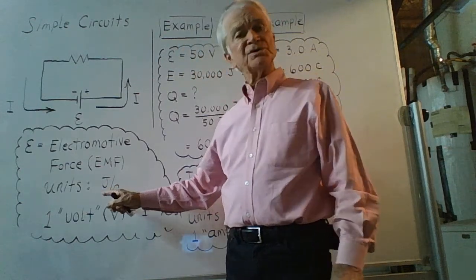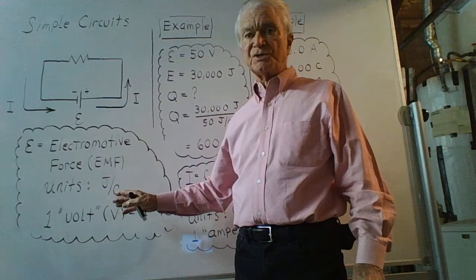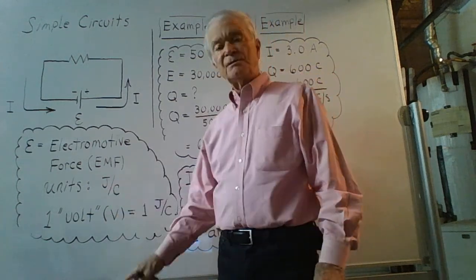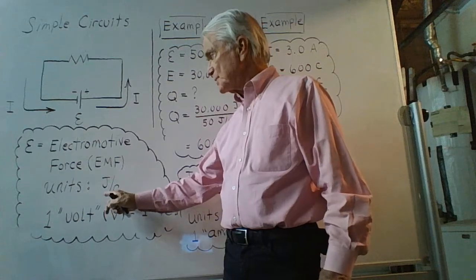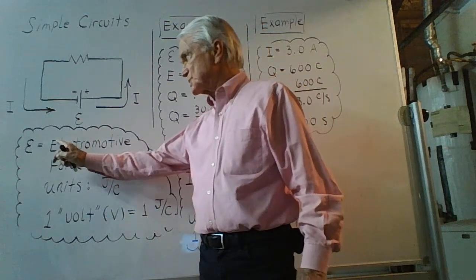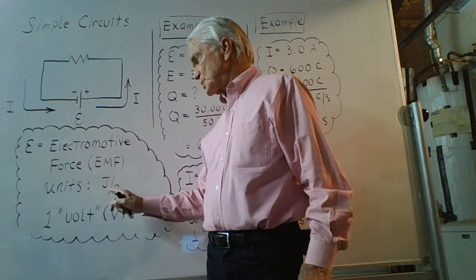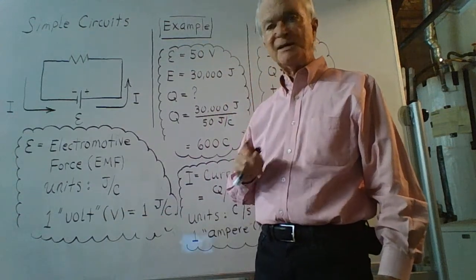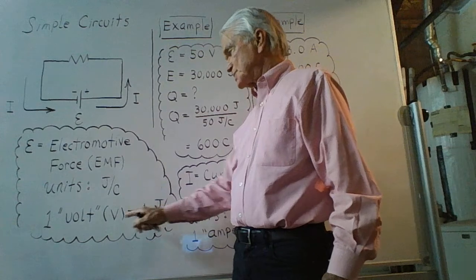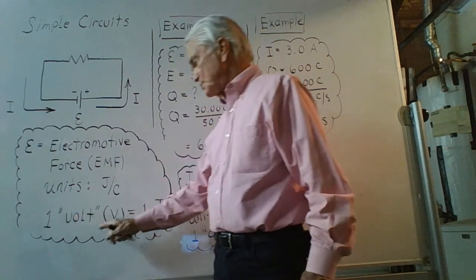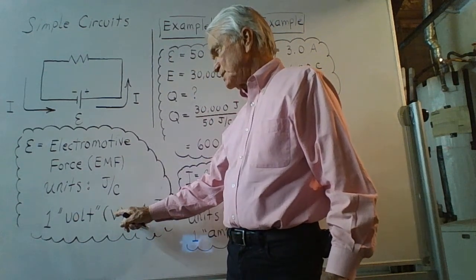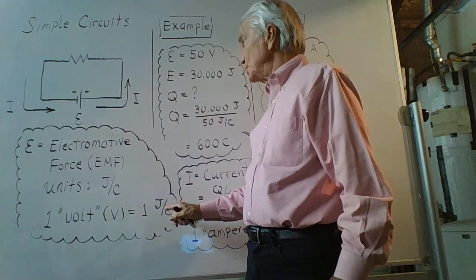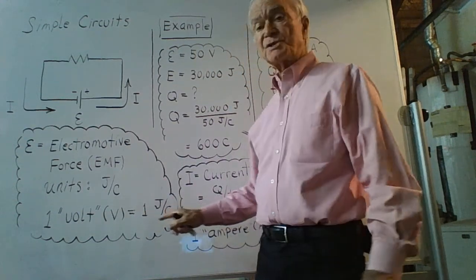Now, joules and coulombs are standard units, and so we could get by with letting the units of electromotive force be joules per coulomb, but instead we have a single word that stands in place of that ratio of units. It's called the volt, abbreviated uppercase V. So 1 volt is equivalent to 1 joule per coulomb. Let's look at a simple example.